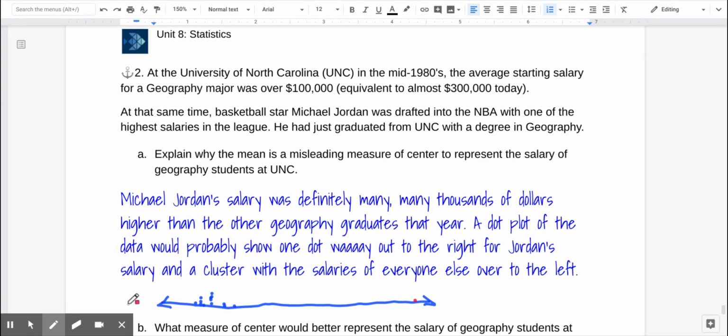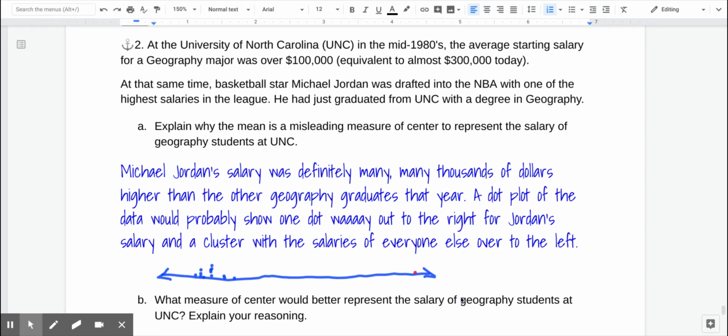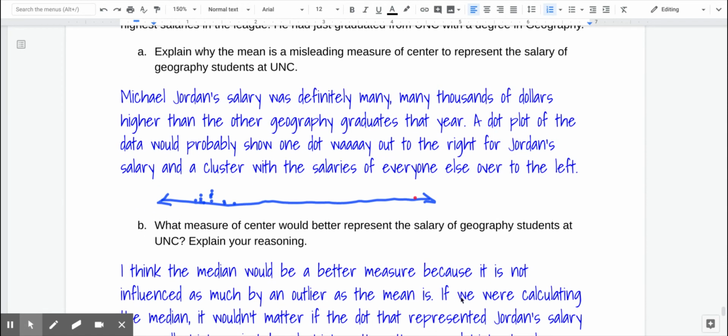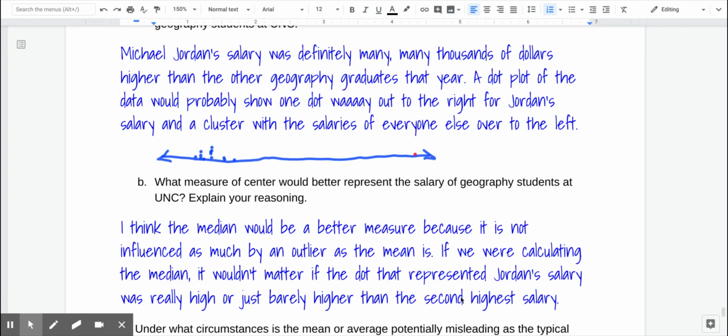So just like the case we had in the last problem, when we have Michael Jordan way out here, that's going to pull the mean way out towards the side of his salary. And so I think that the median would be a much better measure because the median's going to be in here where the biggest cluster is.